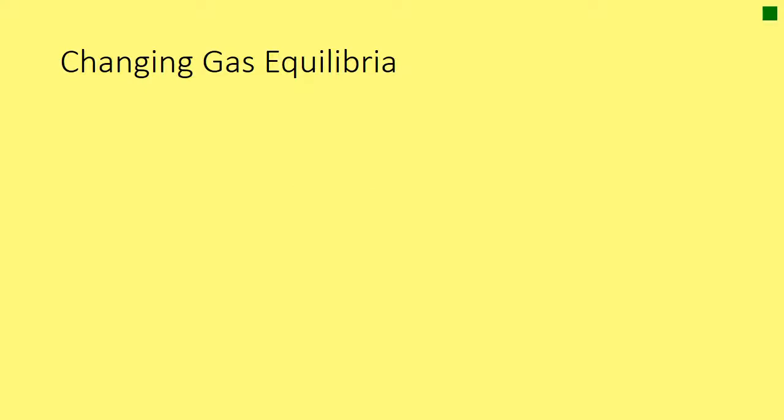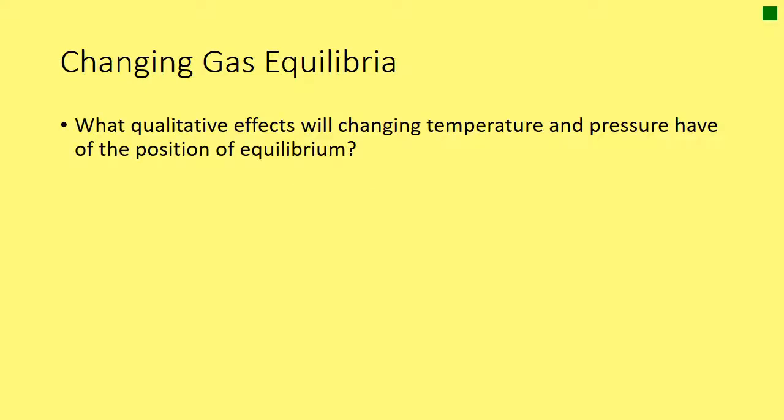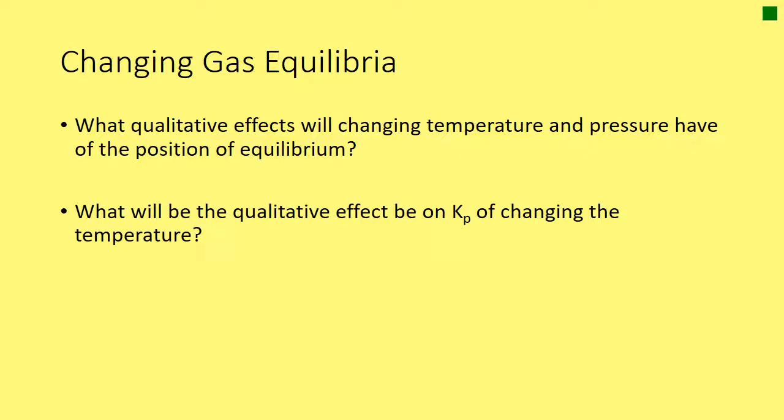And our lesson objectives for this video lesson are: what will the qualitative effects be of changing the temperature and pressure on the position of equilibrium? And what will be the qualitative effect on Kp of changing the temperature? And why hasn't pressure been included in that lesson objective?